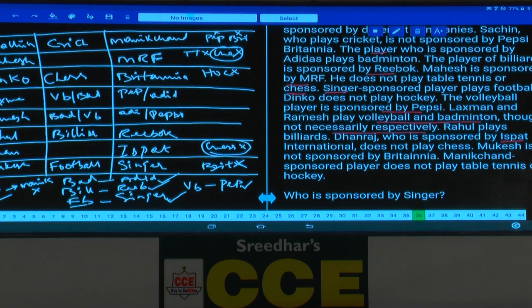Then, what are the two other games left over here? Hockey and table tennis. Out of hockey and table tennis, Mahesh is not playing table tennis. As Mahesh is not playing table tennis, then who is playing table tennis here? Dhanraj. And Mahesh plays hockey. And this is the information. We have read the information only once, and accordingly we have represented the data.